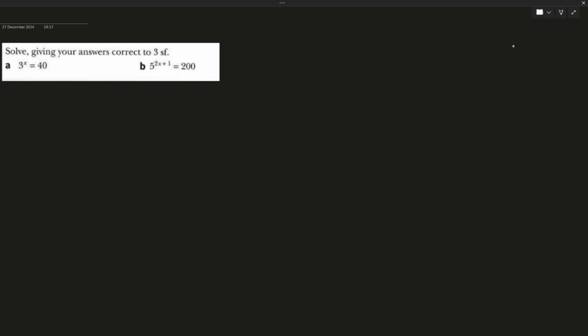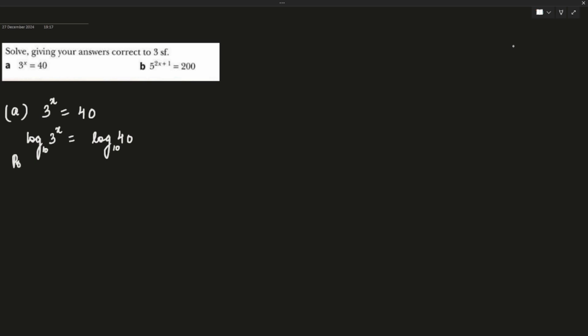So first we'll write the question. 3 to the power x is equal to 40. So what we'll do over here, we'll just take log both sides. So log of 3 to the power of x is equal to log of 40. Since we have taken log both sides, it is understood that the base is 10. When there is no base given, as we studied earlier, the base is always 10.